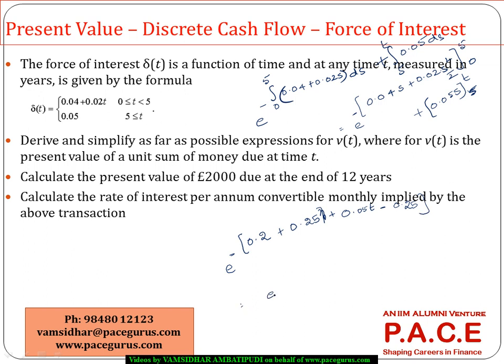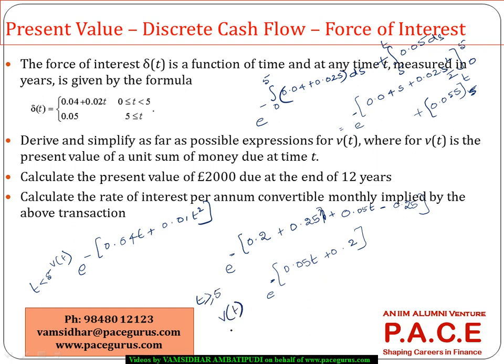So the integral is becoming e power minus of, these two are going off, 0.05t plus 0.2. This is the expression if t is greater than 5. If t is less than 5, we can go with the other expression which we got, which is e power minus of 0.04t plus 0.01t squared. So this is the expression for v of t when t is less than 5, and when t is greater than or equal to 5, the other is the expression for v of t.